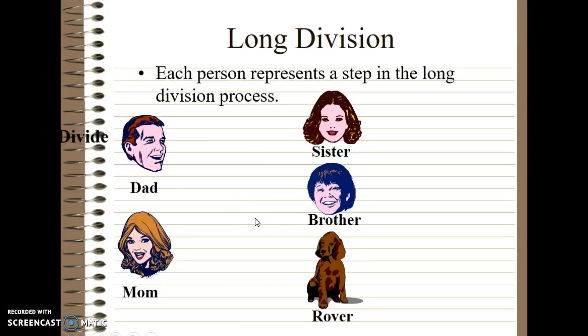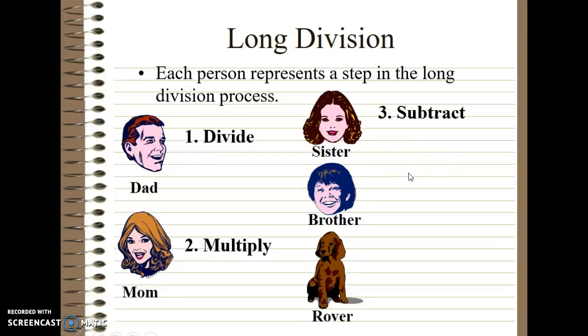As I just mentioned, Dad, divide, step 1. How many times can one number be divided into another without going over? Step 2, Mom, is multiply. Take your answer, multiply that by the divisor, and place that answer underneath the dividend. That's where your tally chart comes into play and helps. Then whatever those two numbers are inside the dividend brings up sister. Sister tells you to subtract to see if there's anything left over.